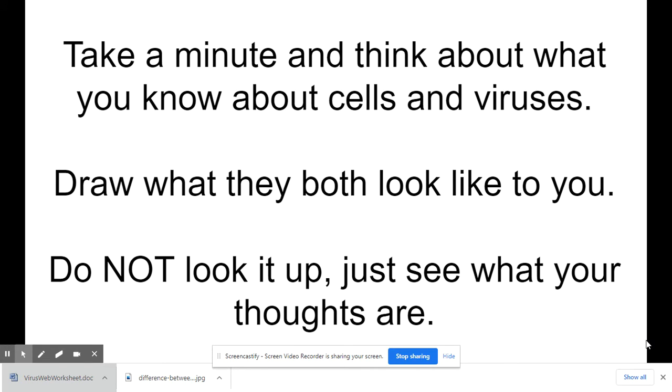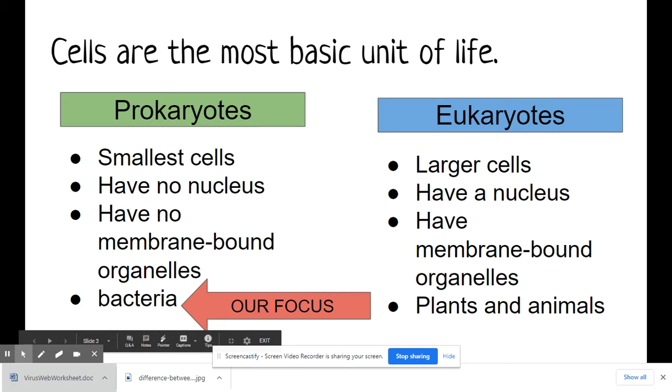Okay, so this is where we stopped. You should have your drawing at this point. And so now let's go ahead and take some time to look at a little bit of a review. Keep in mind that cells are the most basic unit of life. We know that we need cells to create more cells. We know that cells are able to completely function on their own.